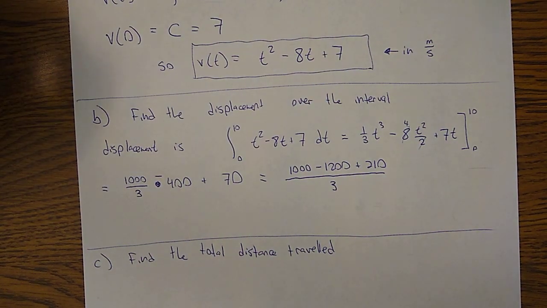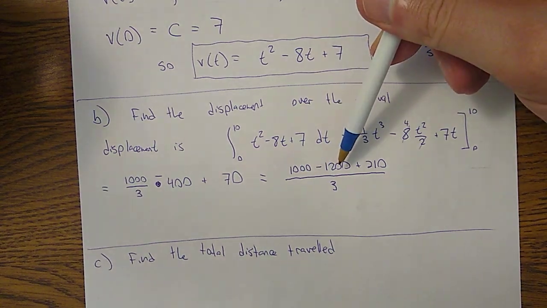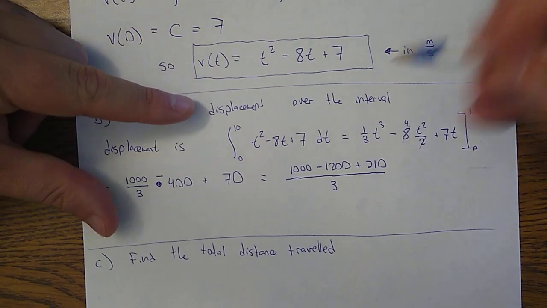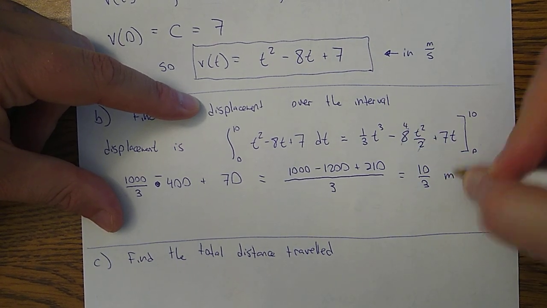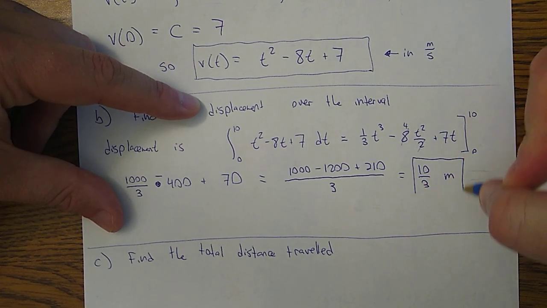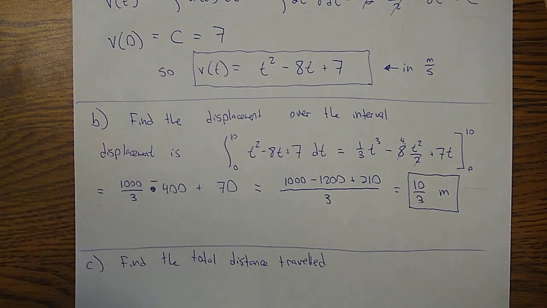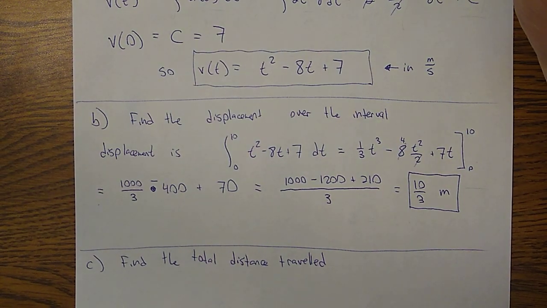So actually, in the end, it's not that big of a number. I get a negative 200 plus 210, so that's just 10/3. And it should be in meters. So why was the displacement so small?